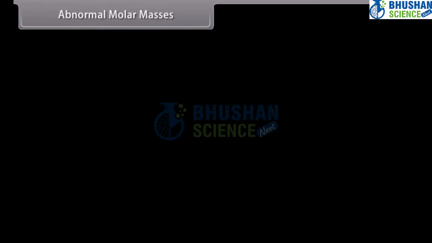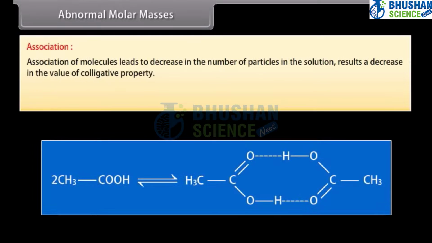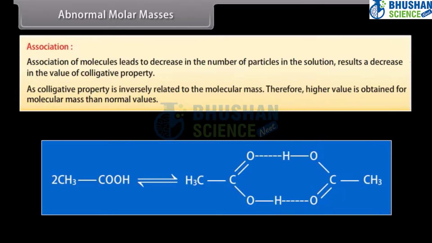Abnormal molar masses. Association. Association of molecules leads to decrease in the number of particles in the solution, which results in a decrease in the value of colligative property. As colligative property is inversely related to the molecular mass, therefore, higher value is obtained for molecular mass than normal values.